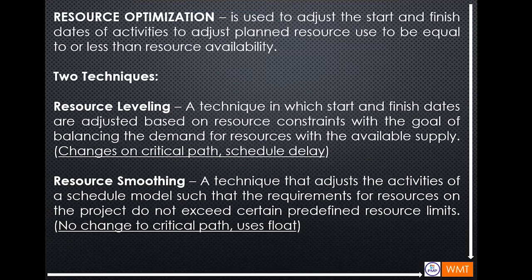So there are two techniques for resource optimization, the resource leveling and the resource smoothing. For the resource leveling technique, start and finish dates are adjusted based on resource constraints with the goal of balancing the demand of resources with the available supply. So this type of technique will change the critical path. So there will be a schedule delay. Later, I will show you some graph for easy understanding.